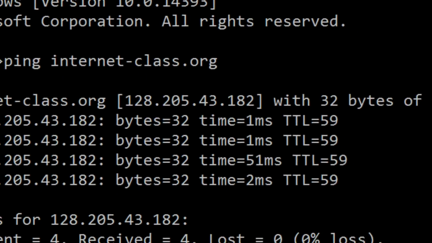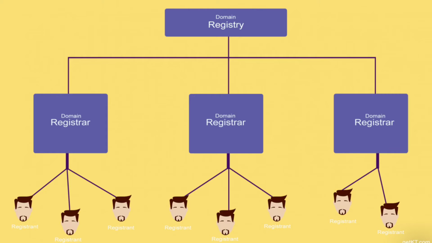In this case, the top-level domain would have told my computer 128.205.43.182, which is internetclass.org's IP address. When someone buys and registers a domain, it tells the domain registrar which domain it is using. It tells the top-level domain, the registry, to update the top-level domain's IP server address.